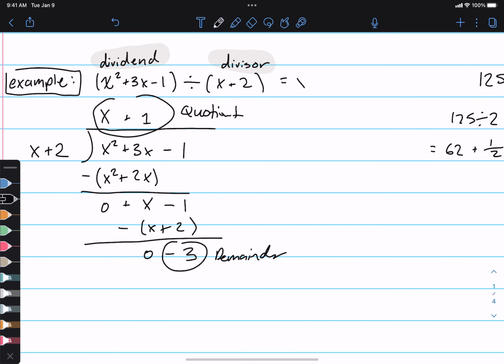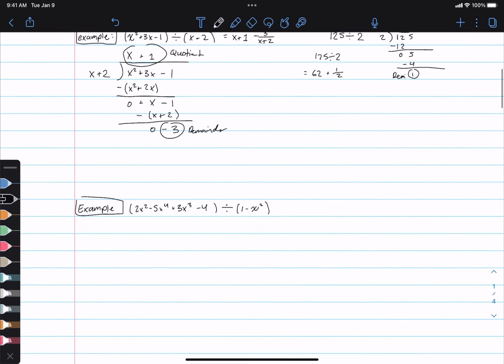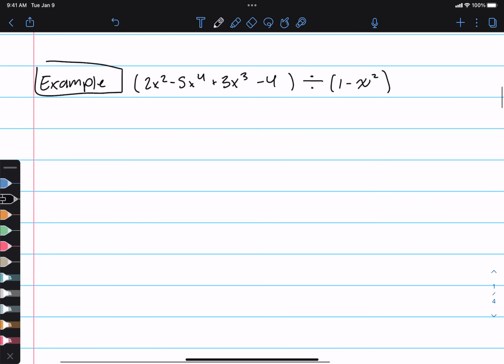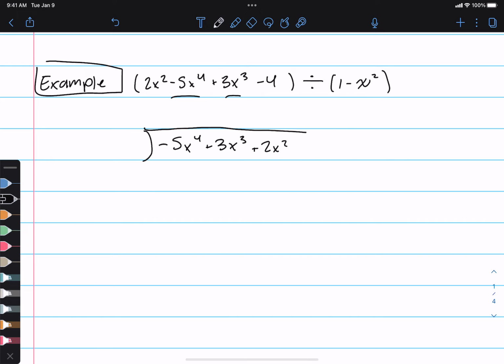And you always want to write these terms in order and with placeholder 0s, so I'll do an example with that. This one is kind of messed up and out of order, but let's write it in order, right? So first, this is our first term, so we have minus 5x to the 4th. Then we have a cubed term, plus 3x cubed, plus 2x squared, that first term right there. And then we don't have an x term, so I'm going to say plus 0. And finally, minus 4. And we're dividing this by, right in order, negative x squared plus 1. So this time it's a bit different.